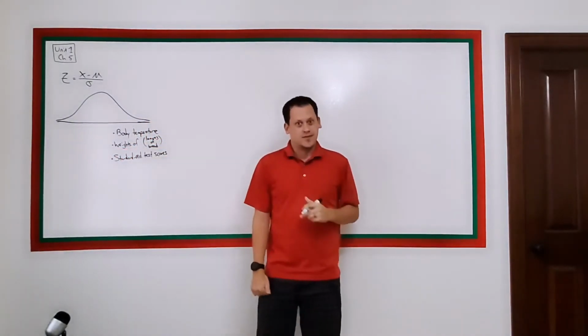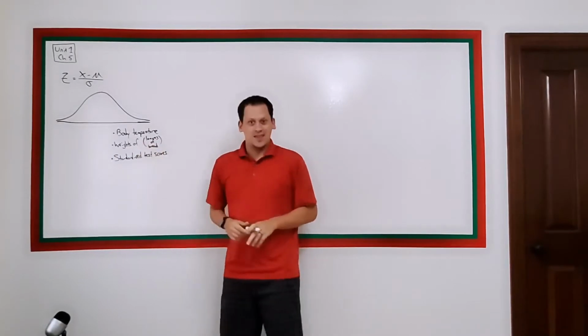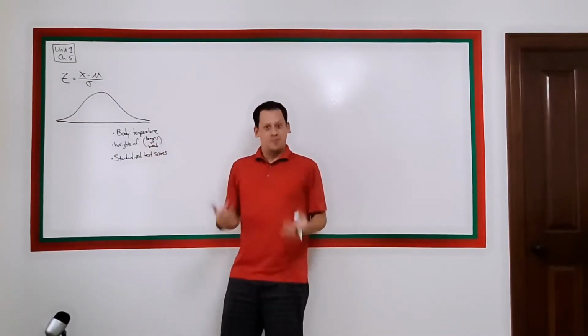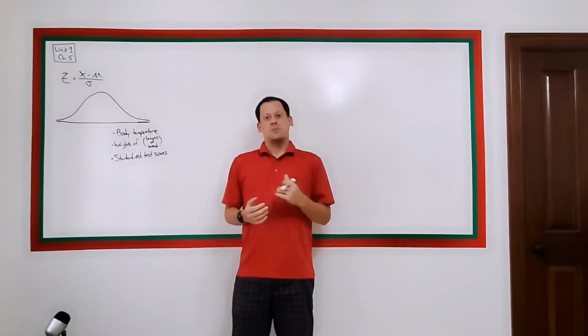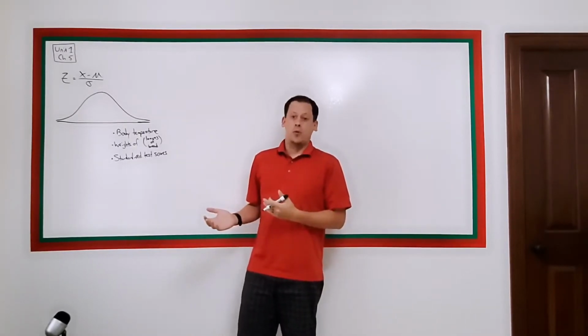Standardized test scores usually follow this shape. Again, most people, the most common score, right smack dab in the middle. Some people do really well, some people do really poorly.